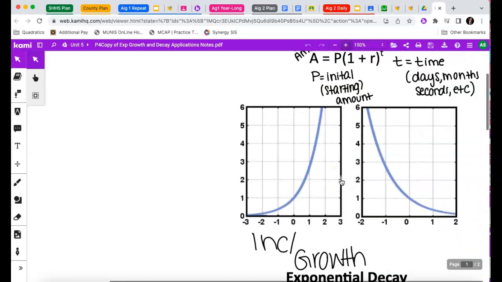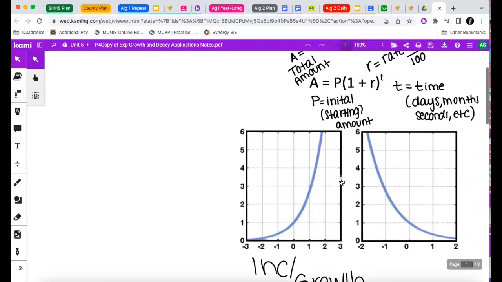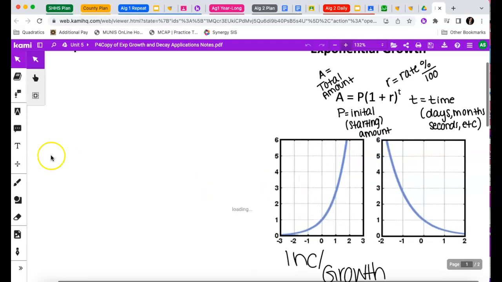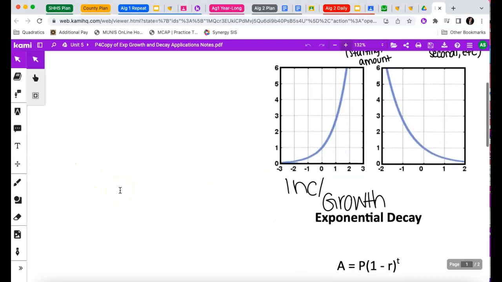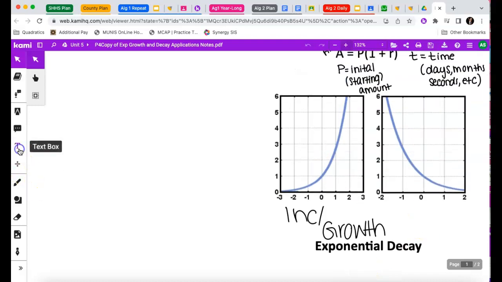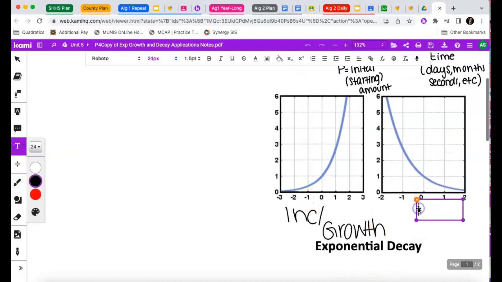All right, so today we're going to talk about the exponential decay equation, and we should notice that it's exactly like the exponential growth equation. The only thing that's different is it's 1 minus the rate. So this is what our decay graphs look like from yesterday. They were decreasing, which means they represent our decay function.